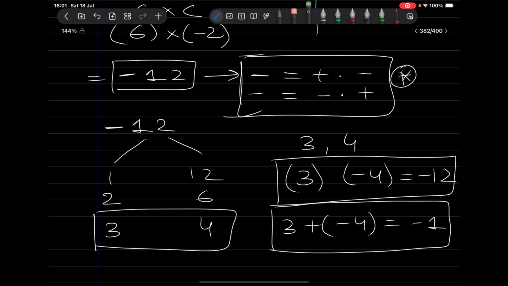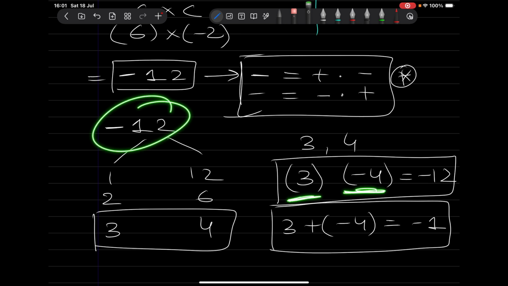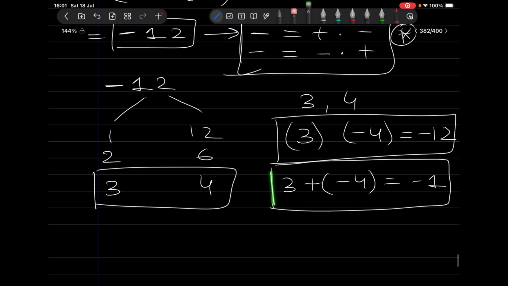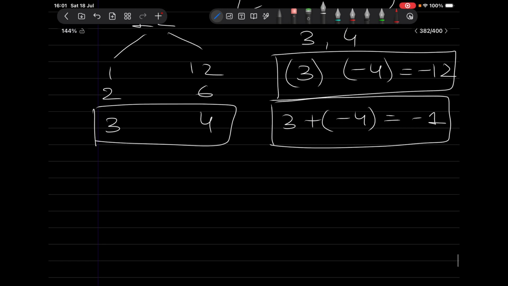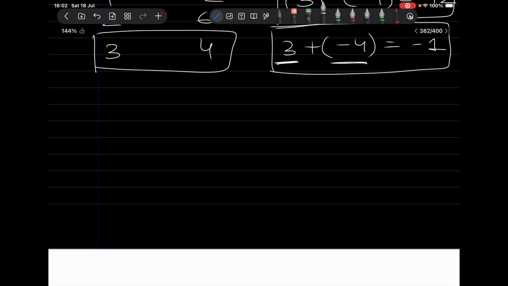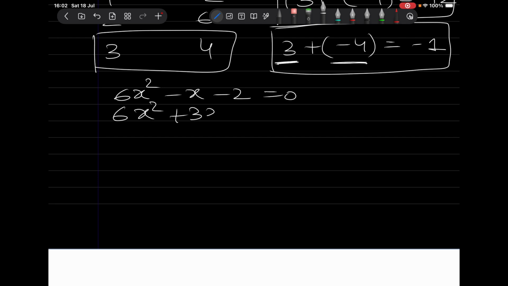So we have got the product as minus 12 from 3 into minus 4, and I got the coefficient of the middle term, that is b, by the sum of 3 and minus 4. So I will split the middle term as 3 and minus 4. We have the equation 6x square minus x minus 2 equals to 0. I will split the middle term as plus 3x minus 4x minus 2 equals to 0.